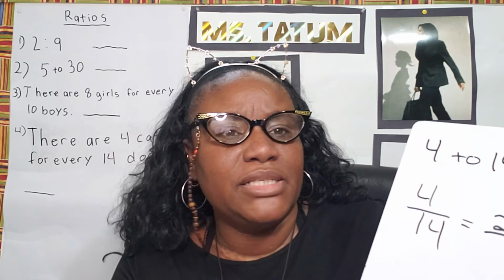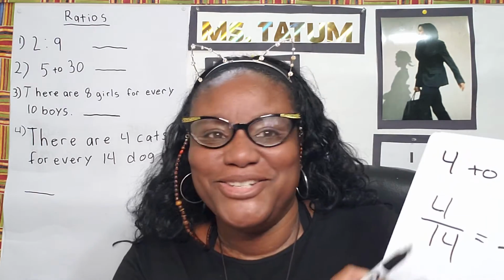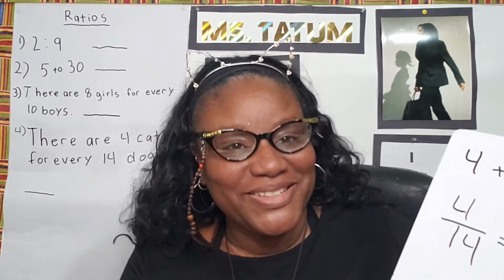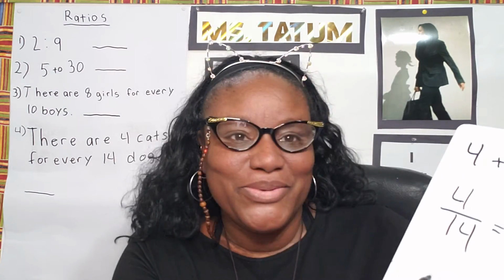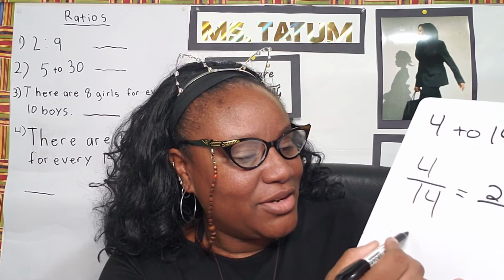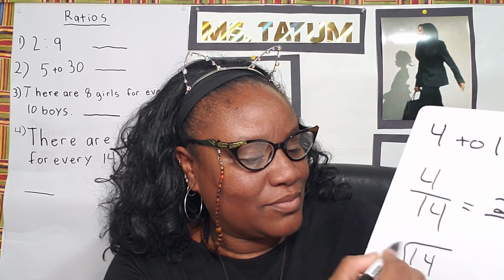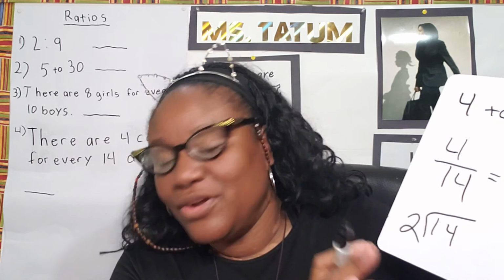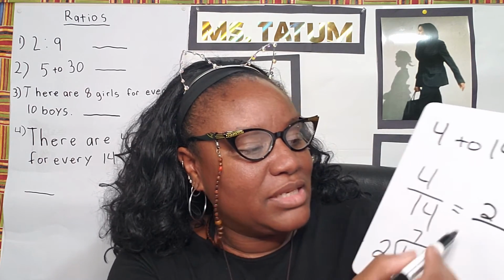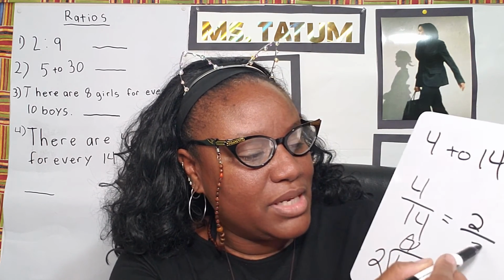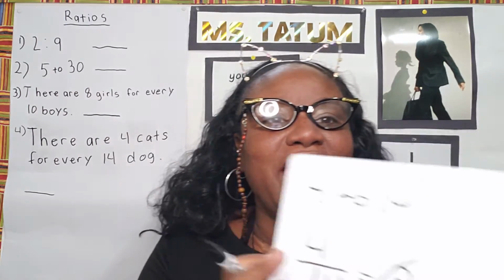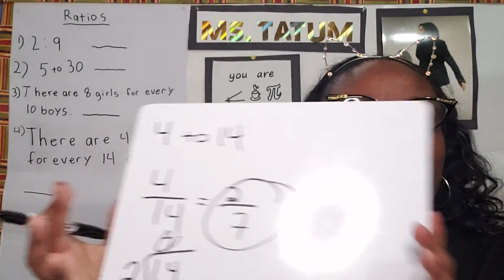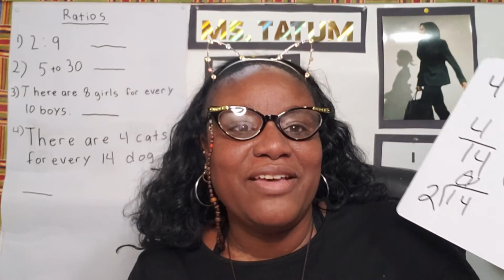Again, got to practice this multiplication. It's going to come back to haunt you for a long, long time in your math journey. So got to be strong on that. 2 into 14. If I don't know, check my multiplication chart. 7 times 2. There's my answer. Okay. My answer is 2 over 7.